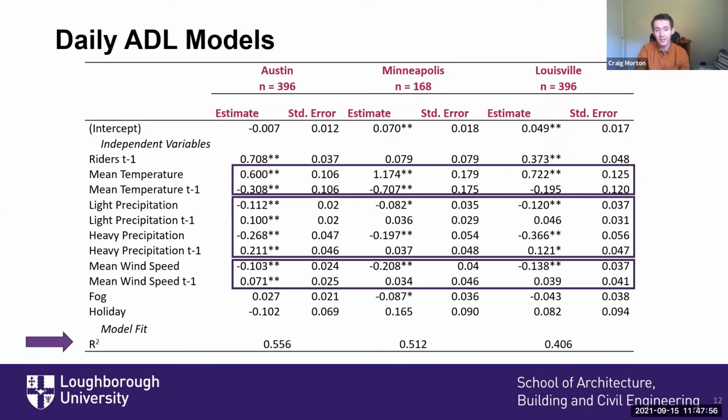Same with mean wind speed. You're seeing that as wind speed goes up, ridership tends to go down. We've got a negative effect here. The negative effect again is much more prominent in Minneapolis compared to Austin, perhaps again showcasing that riders there are a bit more responsive to weather conditions.